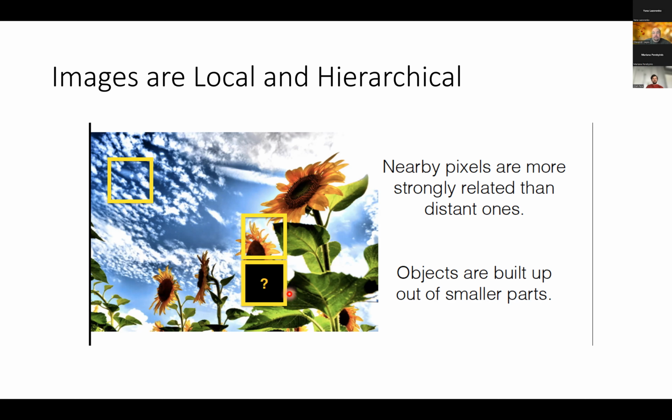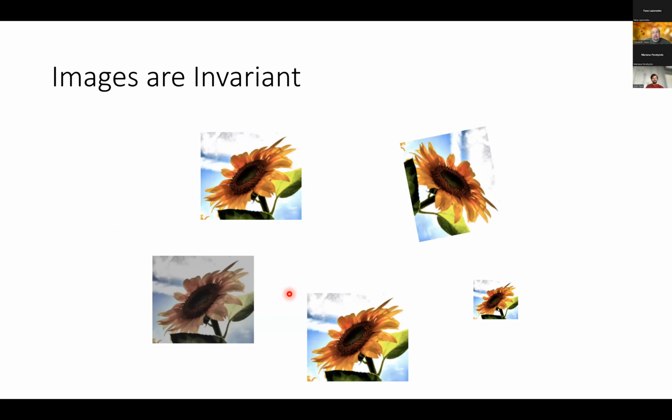Now, you can easily reconstruct what is missing here because of this locality and hierarchical structure of the images. Therefore, the way to include this invariance is, and actually when you deal with this object, if you rotate the sunflower, you squeeze it, you change the colors, it's still a sunflower, right? And therefore, you see this preservation of invariance in images.